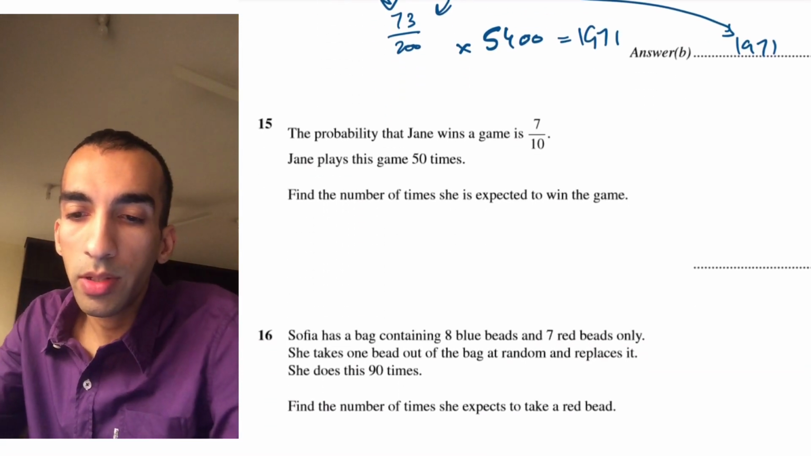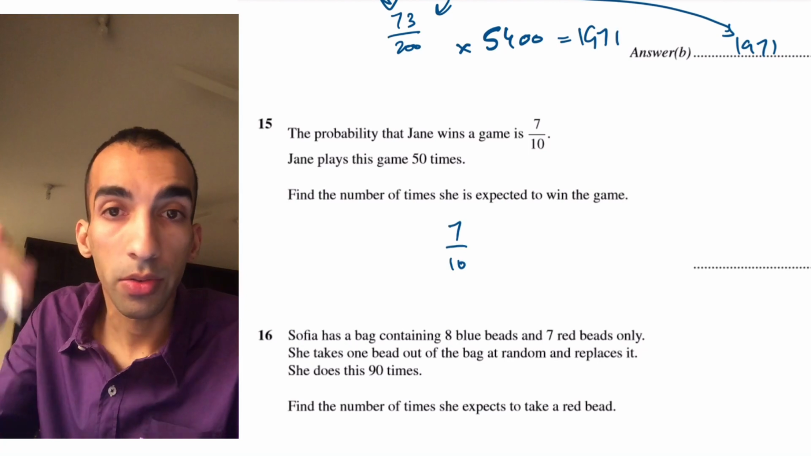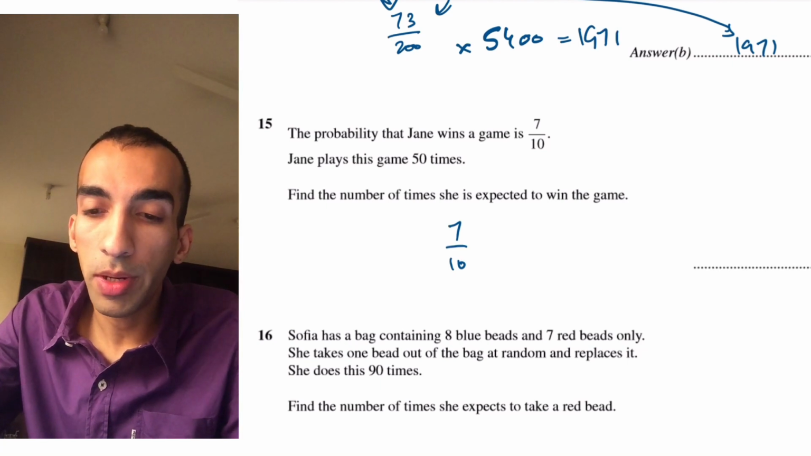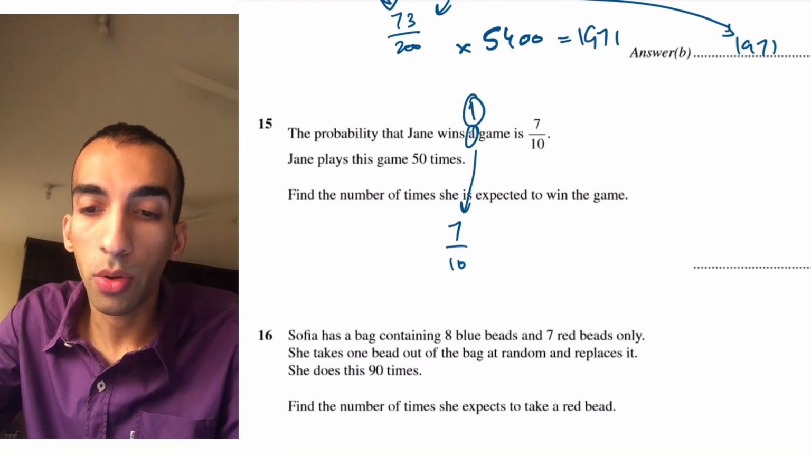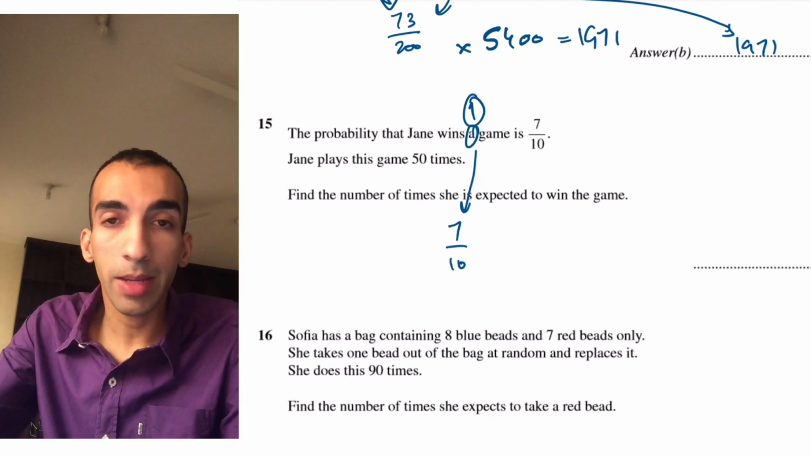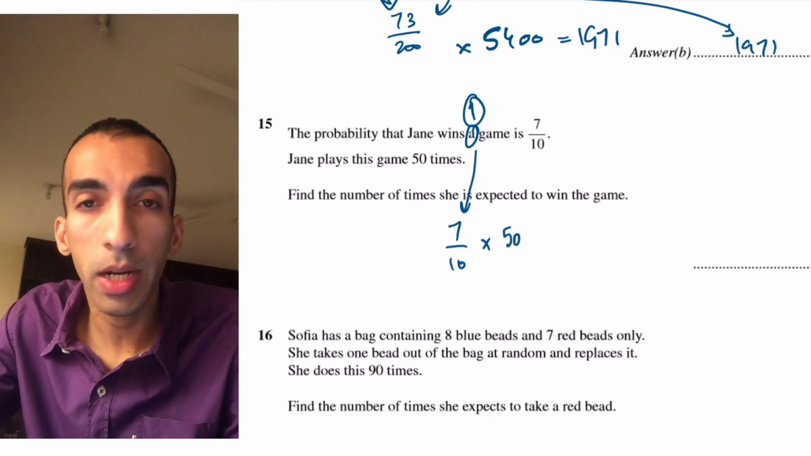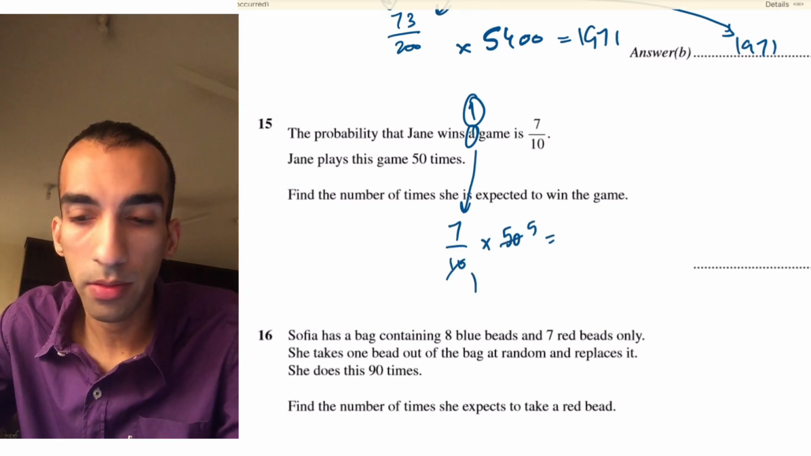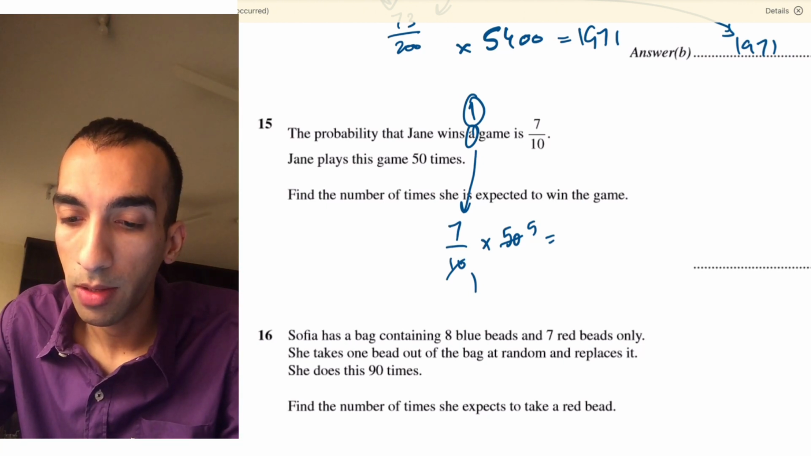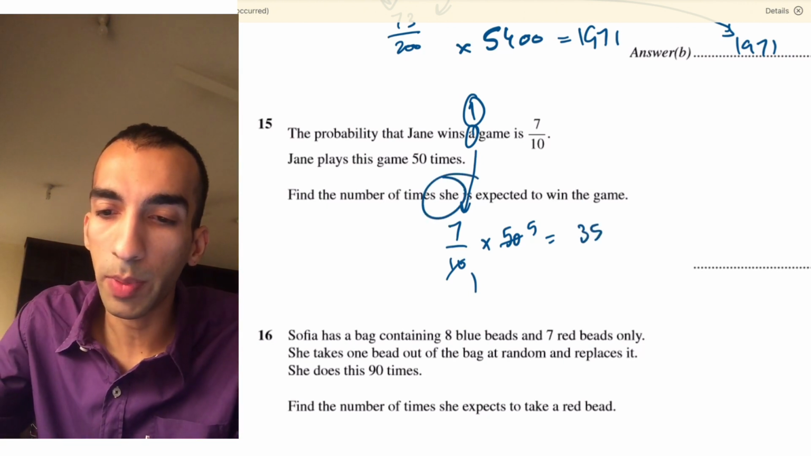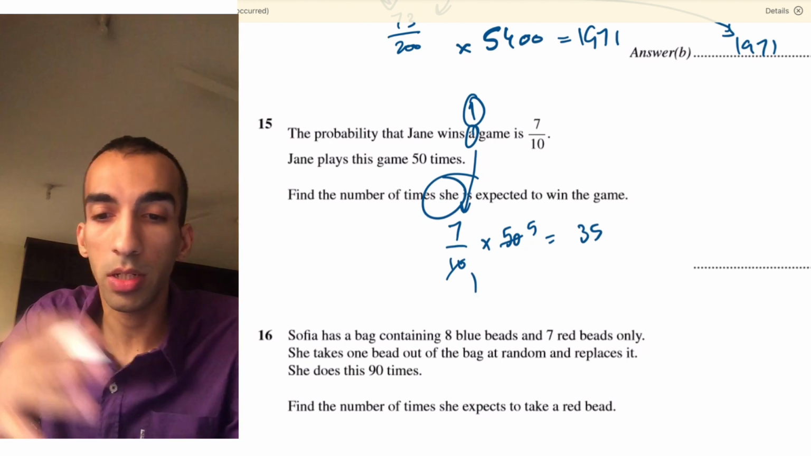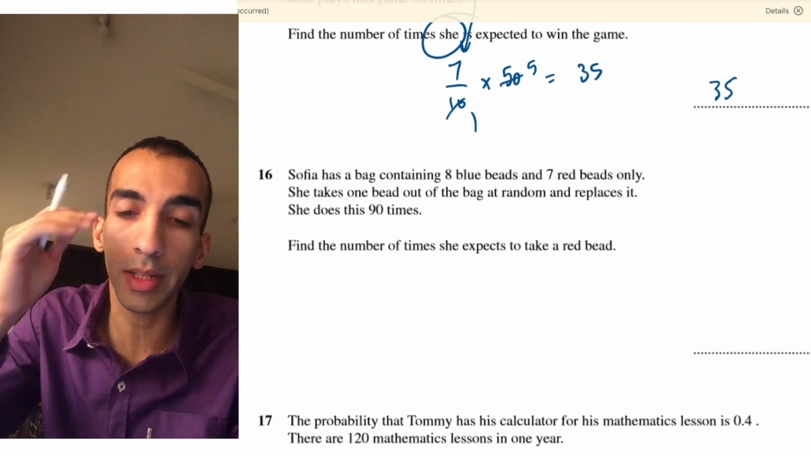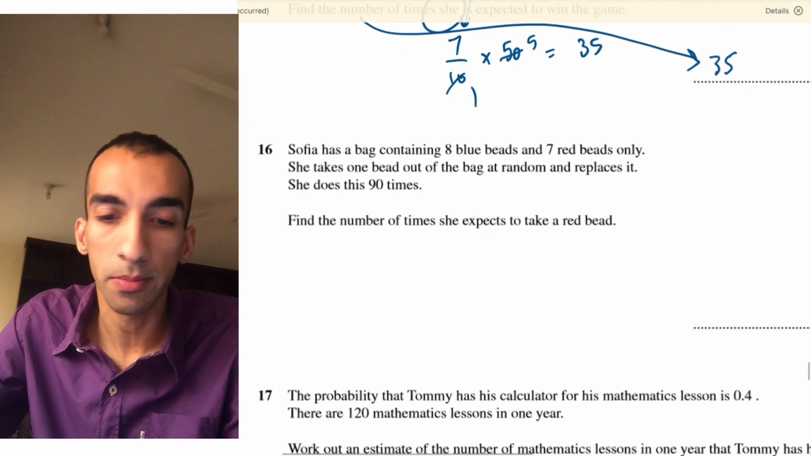The probability that Jane wins a game is 7 by 10. This is a similar concept connected to the previous one. This is the probability of winning a game. If she plays it 50 times, the probability isn't going to change. It's simply going to multiply with 50 because that event is happening 50 times. 7 fives are 35. What is the number of times she's expected to win the game because she's playing it 50 times? 35. I'm not supposed to be mentioning the probability; they're asking the number, so let's just mention the quantity.